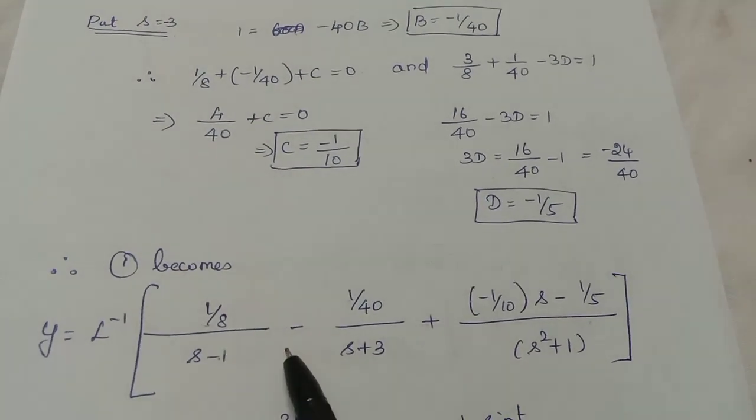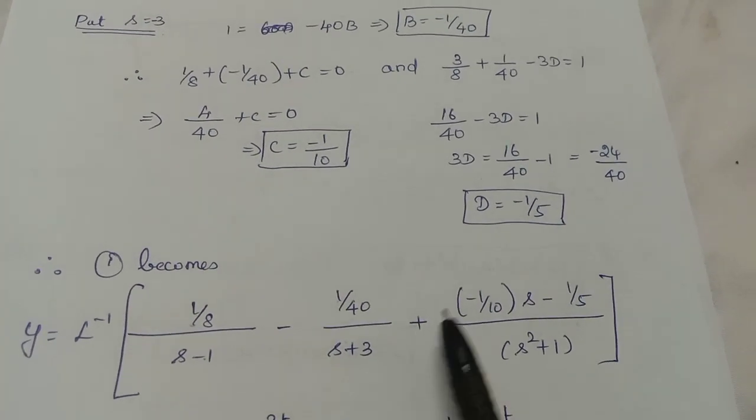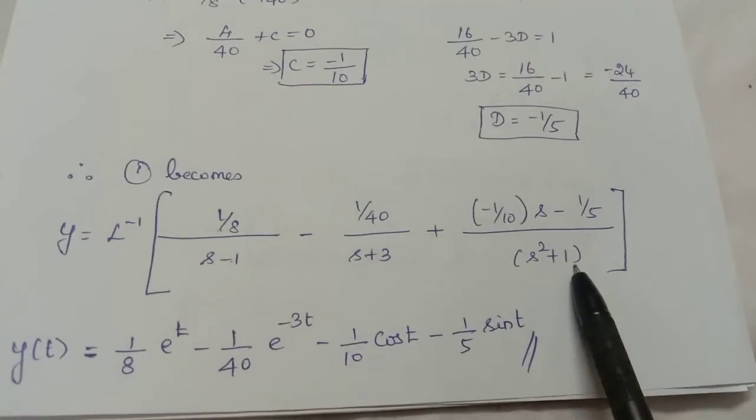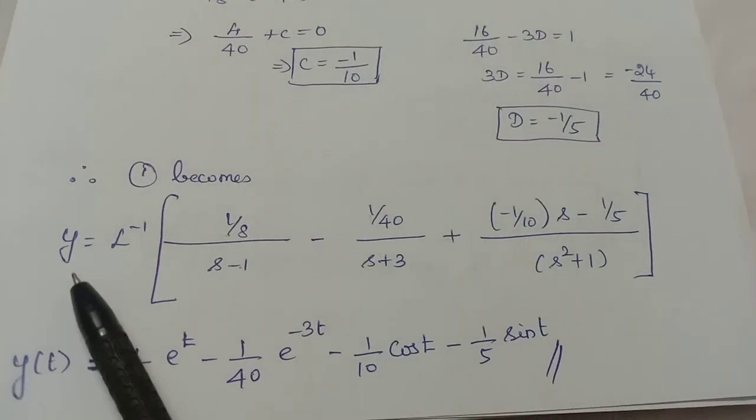So 1 by 8 by s minus 1, b by s minus 3. So minus 1 by 40 by s plus 3 plus cs plus d, no? So minus 1 by 10 s minus 1 by 5 by s square plus 1. Now find the inverse Laplace of all these functions. That will give you the solution y.